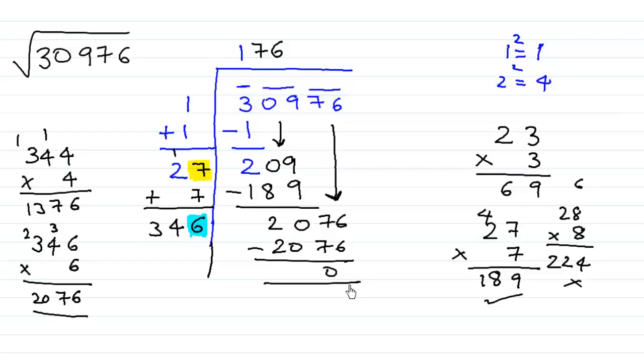That means this is a perfect square and that square root is 176. But let us just add this and make it complete. So 6 plus 6 is 12. 1 carry. 4 plus 1 is 5. And 3 as it is. If you just double this 176, you shall be getting 352. So the square root of 30,976 is 176.